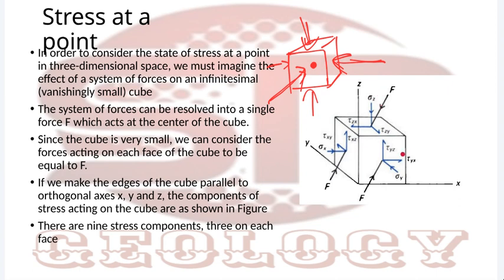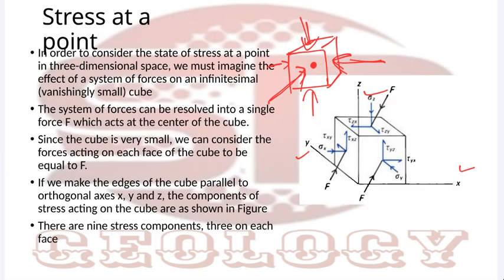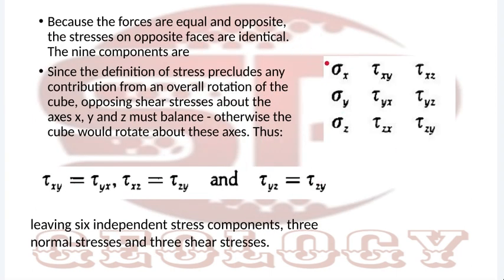Sigma 1, sigma 2 and sigma 3. Each will resolve into three components. So in total there will be 9 components. We will consider this as the x direction, this is the y direction, this is the z direction. So along the x direction we will have sigma x, sigma y, sigma z.